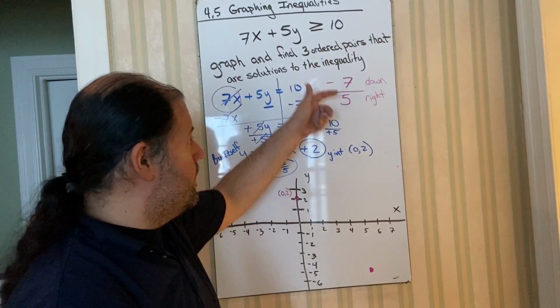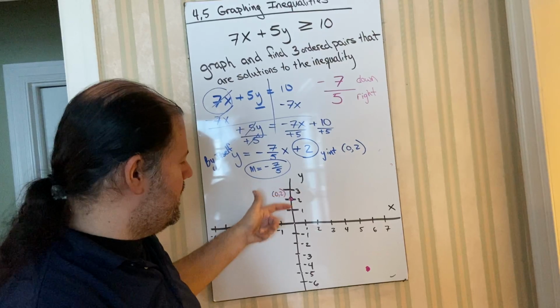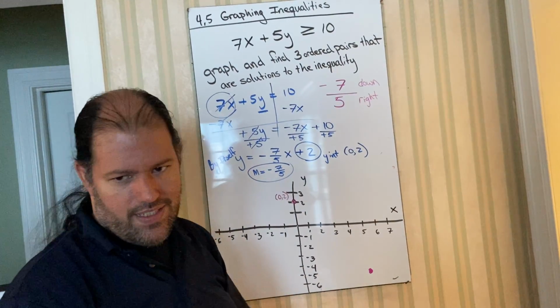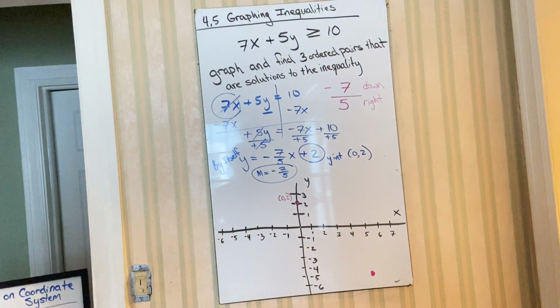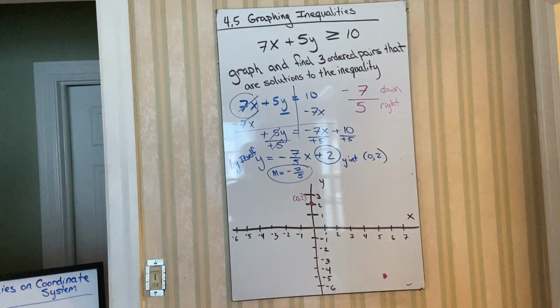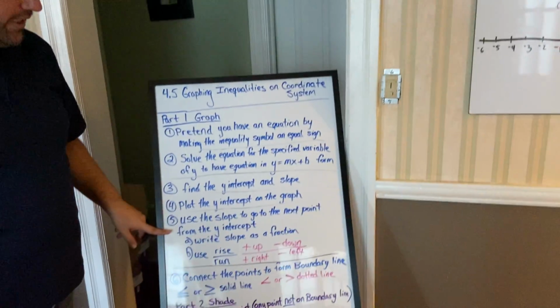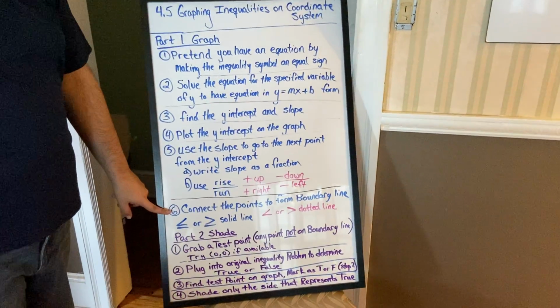Okay. So I went down from here and I went to the right 5 units. So you have to go up or down and then left or right. Then you can make your 1 mark. So now that I got my next point, I'm going to have to connect those points.